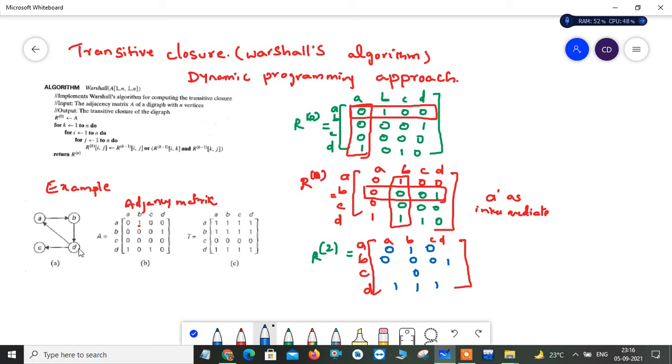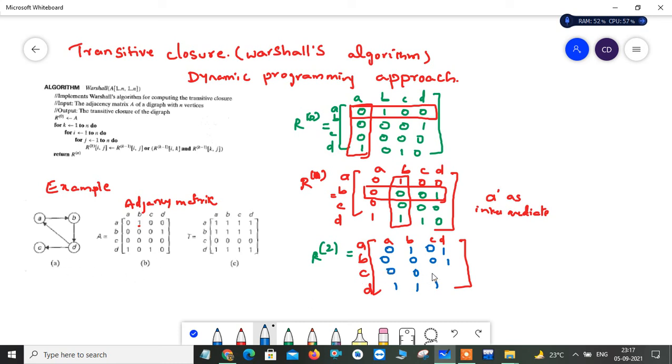From A to D, can I reach with B? Yes. I can reach from A to D with B as an intermediate. See here, with B as an intermediate, I can reach from A to D. Simply I can make this value as 1. So now for C to A, I can't reach directly. By making AB as an intermediate also I cannot reach. So simply this is also 0.